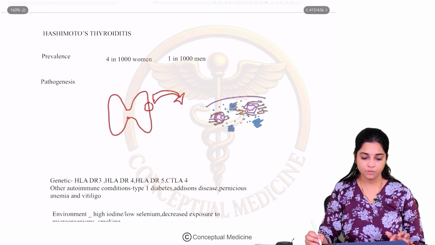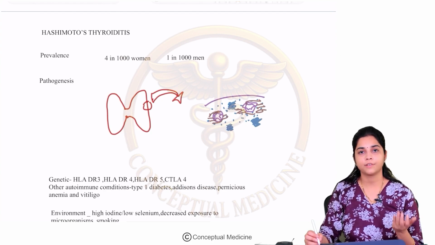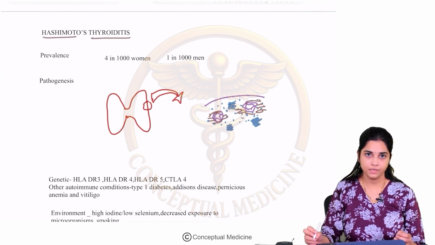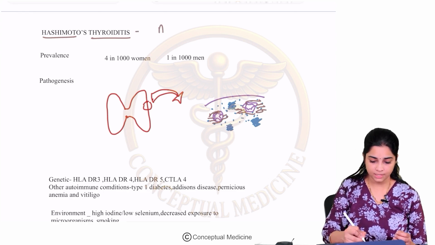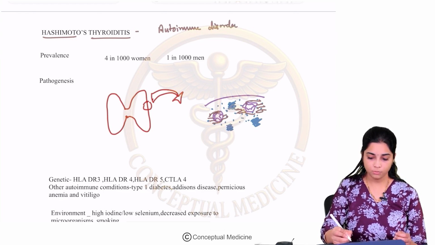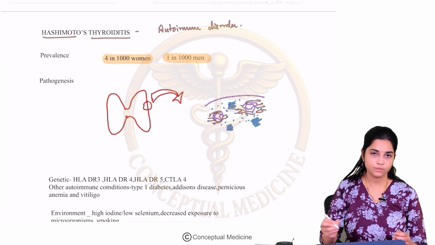The next type of hypothyroidism that we should be aware of is the most common cause of hypothyroidism, which is your Hashimoto's thyroiditis. Hashimoto's thyroiditis is basically an autoimmune cause of hypothyroidism. So this is an autoimmune disorder. What is the prevalence? It is about 4 in 1000 women and 1 in 1000 men.